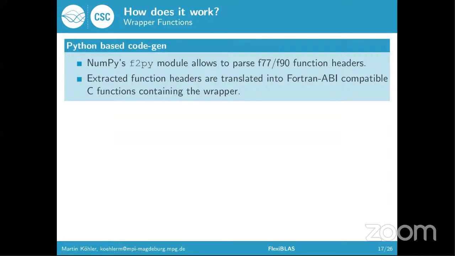So how does this work? Because programmers are normally lazy guys. Everything which is repeated work, when you do it more than one time, you try to automate. And so we found the perfect tool for this in the f2py routine or interface from NumPy. In this way, you can parse Fortran 77 and Fortran 90 function headers, which creates a JSON file with all the header information. And then we have a script which translates all this header information into Fortran 77 compatible C functions.